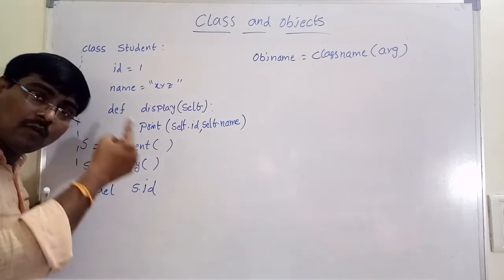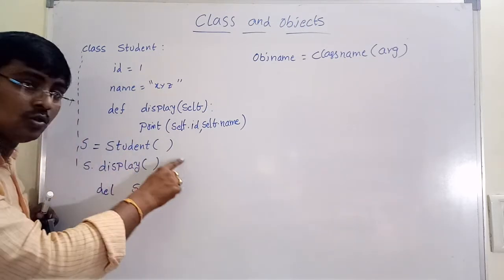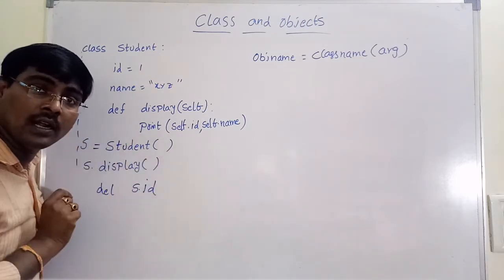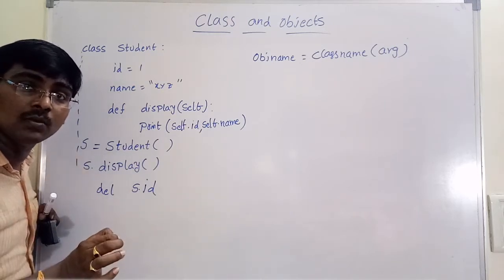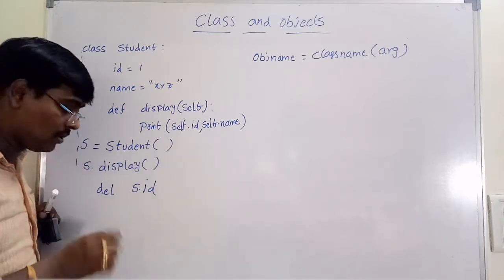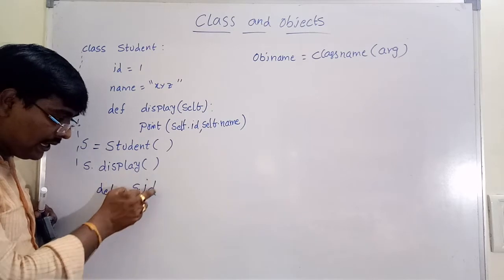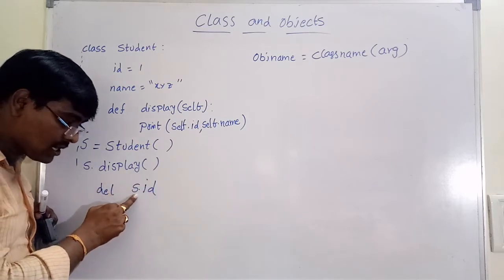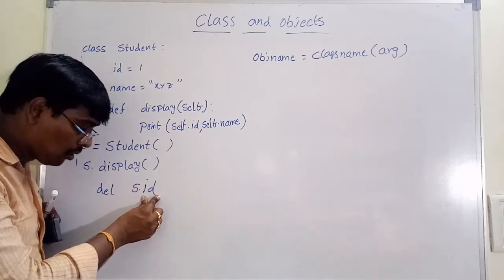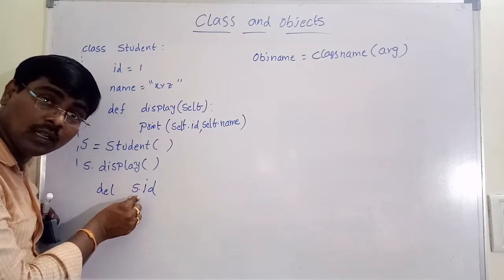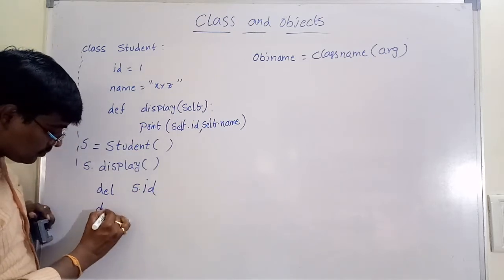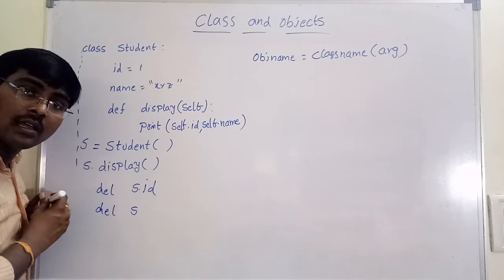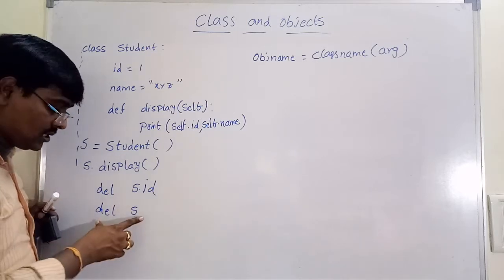Suppose you have created one more object, S1 is equal to Student(). S1.id is acceptable. Remember, I am deleting the id property for object S only. Similarly, if I write del S, I am deleting the entire object S.